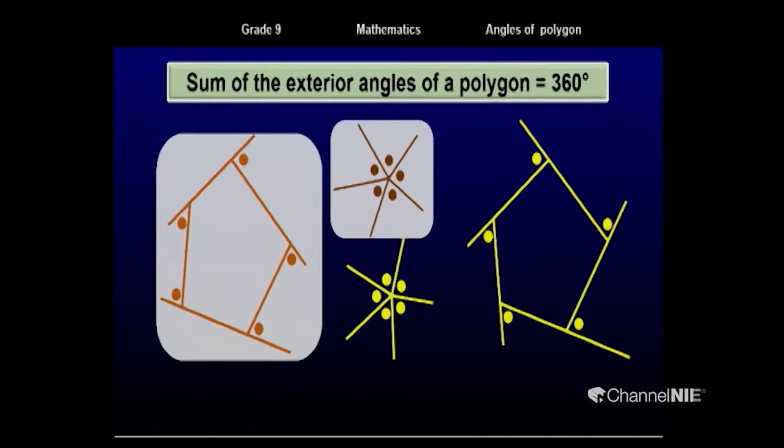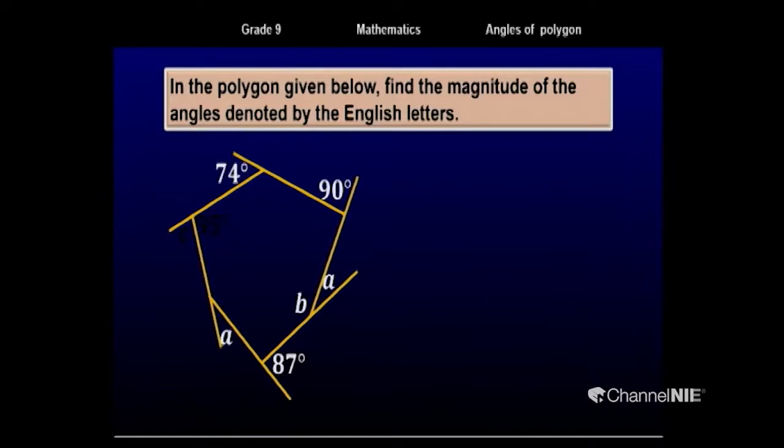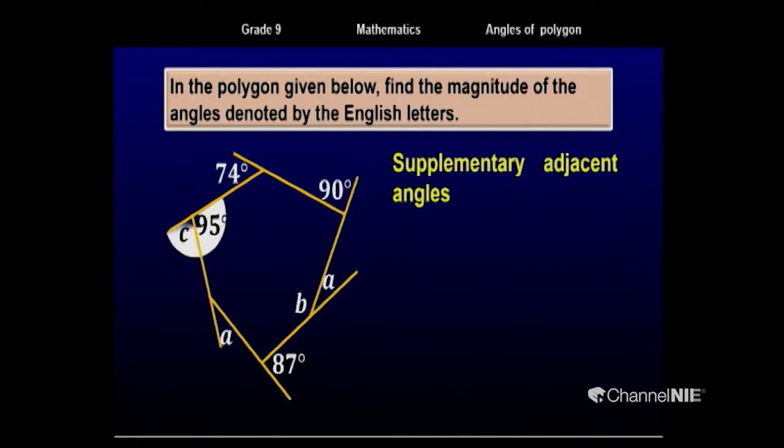Now we are going to do some questions. Look at the question. In the polygon given below, find the magnitude of the angles denoted by the English letters. There are several English letters. Now you know the theory: the sum of the exterior angles is equal to 360 degrees. So you can simplify.